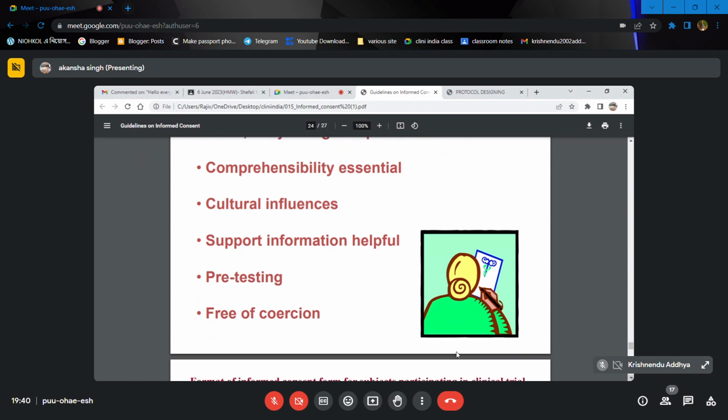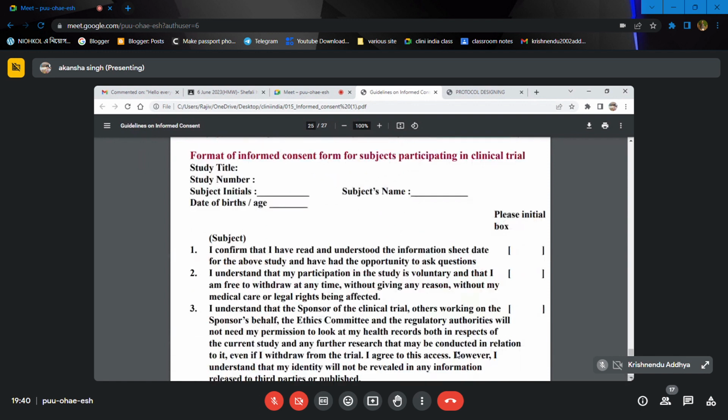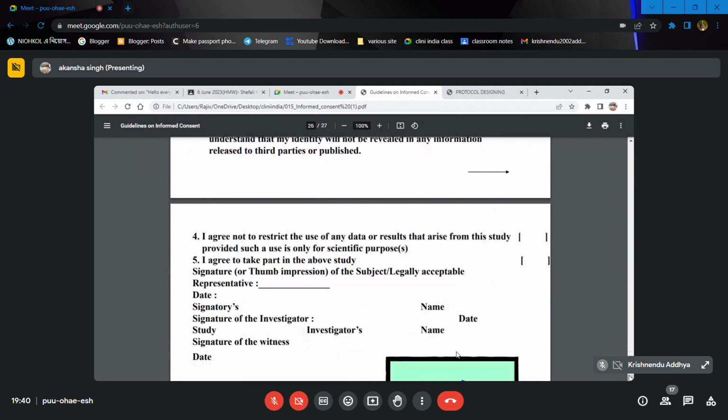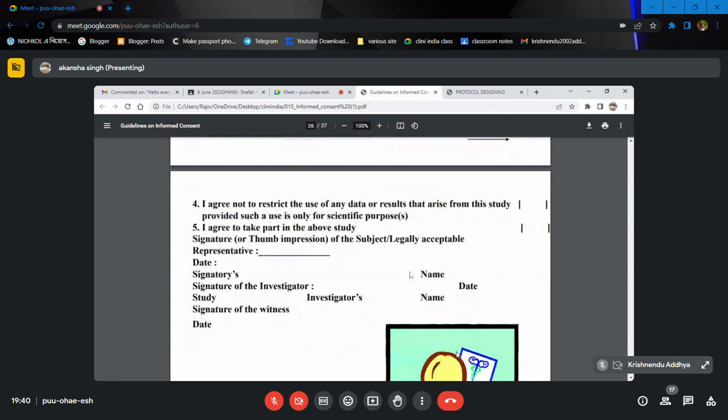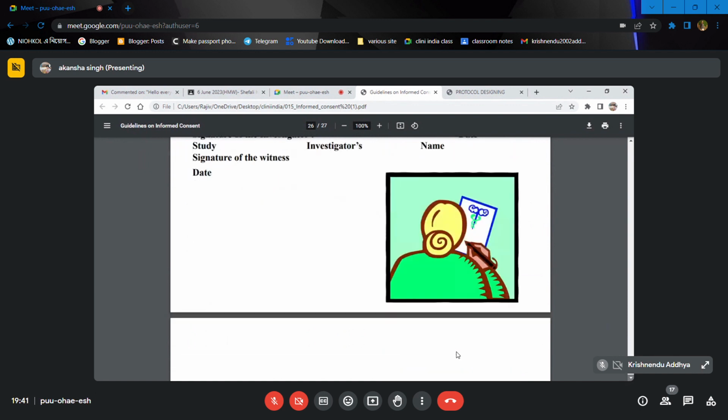There should be no forceful act, so they should be free from coercion. This is the format for subject participation in the clinical trial. Here you can see the initial check boxes. After giving all the information, they will tick mark over these. Then the signature of the investigator, the legally acceptable representative, and the witness. Everything should be signed and dated. This is how we go through the informed consent.